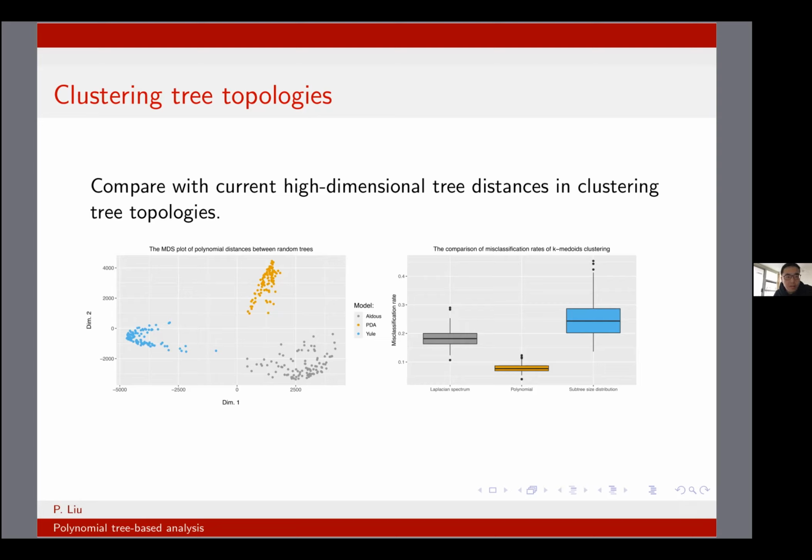And among these 3 methods, our polynomial has the lowest misclassification rate. So that is actually a very good algorithm compared to the other algorithms that we have now.